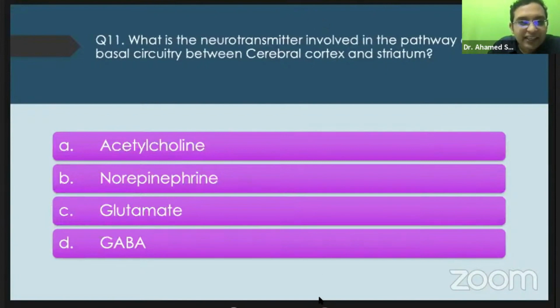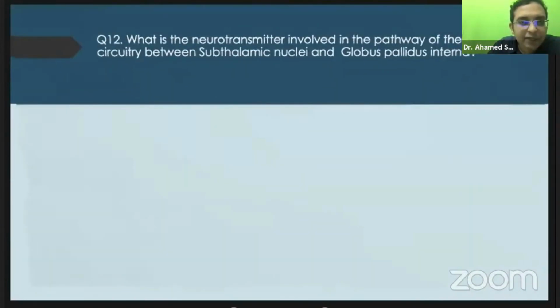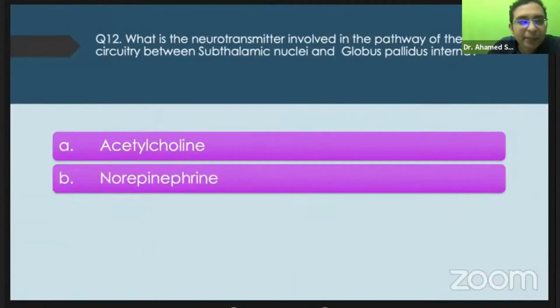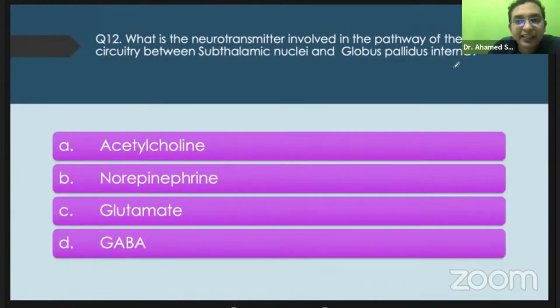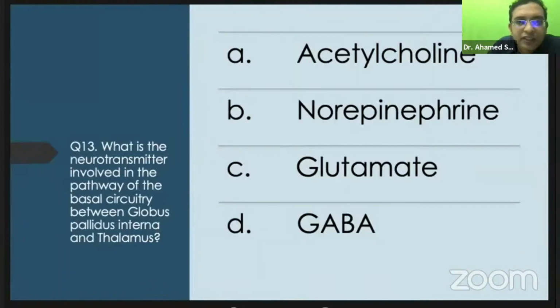So the next question is actually a similar question. What is the neurotransmitter in the pathway between subthalamic nucleus and globus pallidus interna? Subthalamic nucleus to globus pallidus is actually a horizontal line, which is excitatory. So excitatory is actually glutamate. What is the neurotransmitter involved in the pathway between GPI and thalamus?